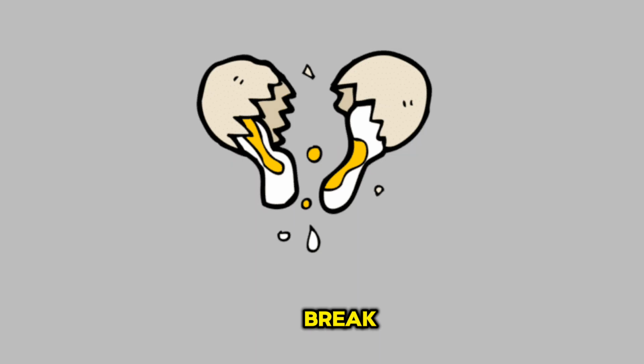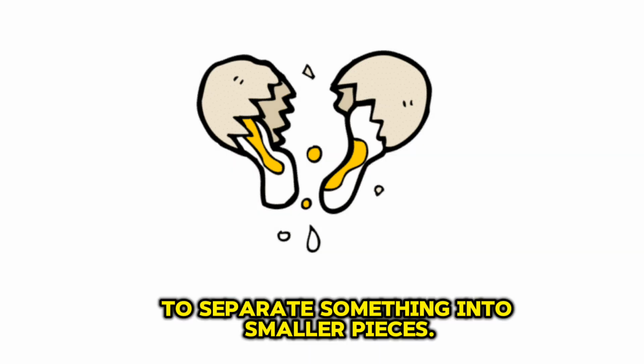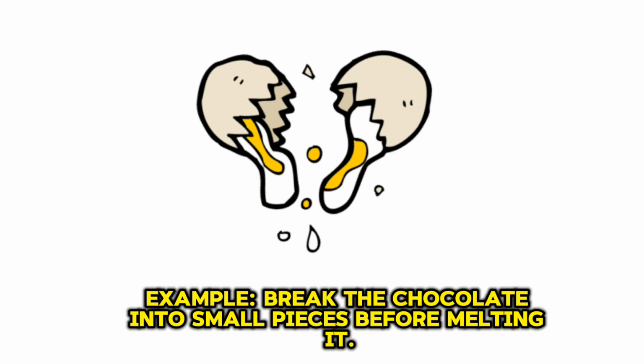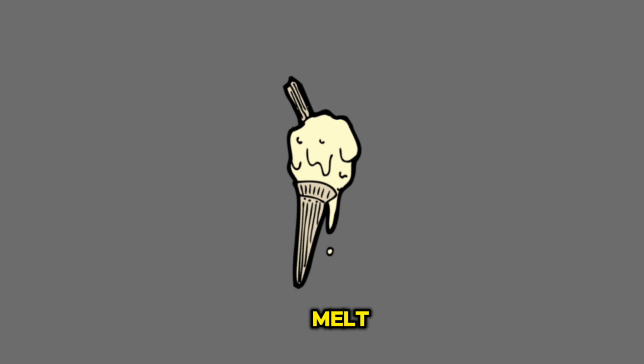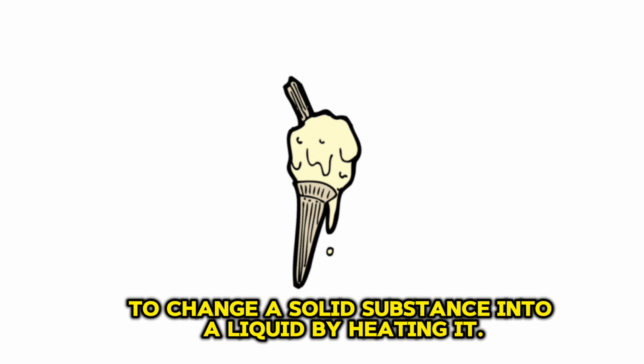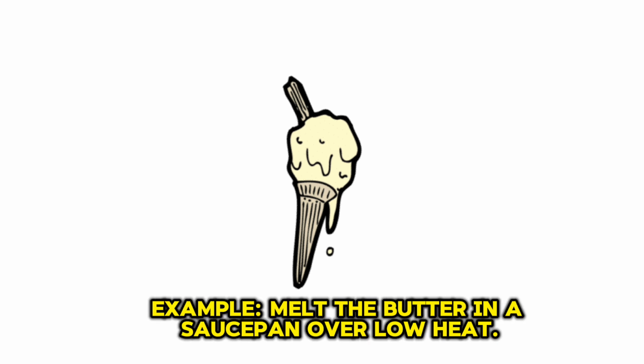Cooking verbs with pictures and examples. Break, to separate something into smaller pieces. Example, break the chocolate into small pieces before melting it. Melt, to change a solid substance into a liquid by heating it. Example, melt the butter in a saucepan over low heat.